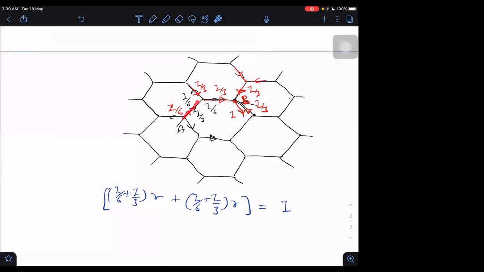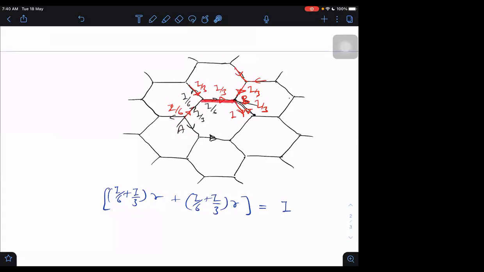Okay. Yes, sir. What is the current in this branch? In this branch, I by 3 was due to A, and I by 6 is due to B. So one is of B and one is of A. That's why it is I by 6 plus I by 3.